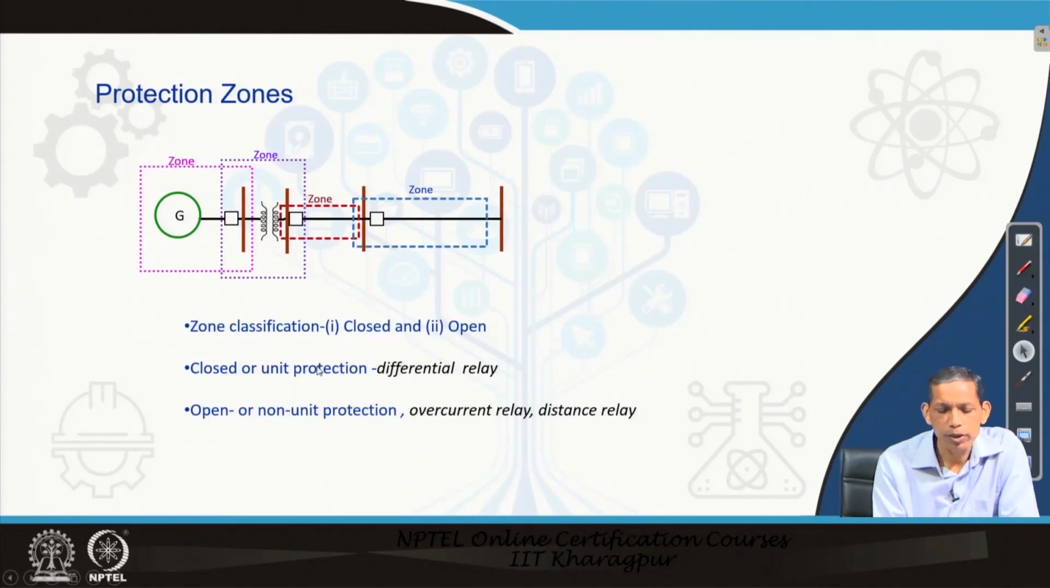In this perspective, the different zones can be classified into two categories, closed type or open type. Closed type has sensors at both ends, like a differential relay, and is also called a unit protection scheme. Non-unit protection, also called open type or open zone, can have sensors at only one side, like the applications of the relaying principle to overcurrent and distance relays.